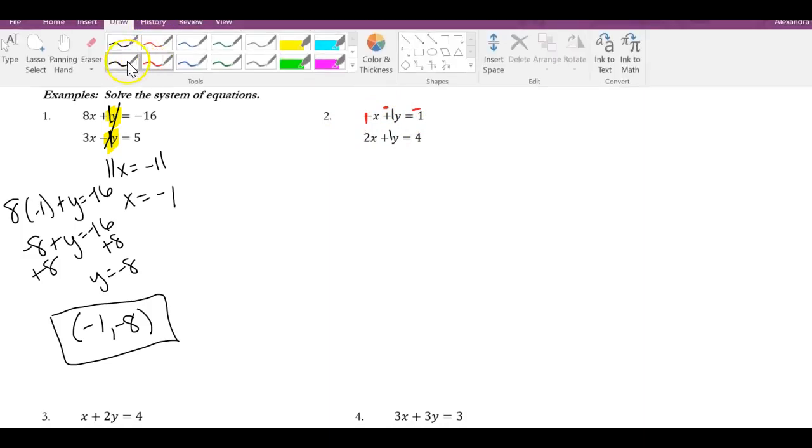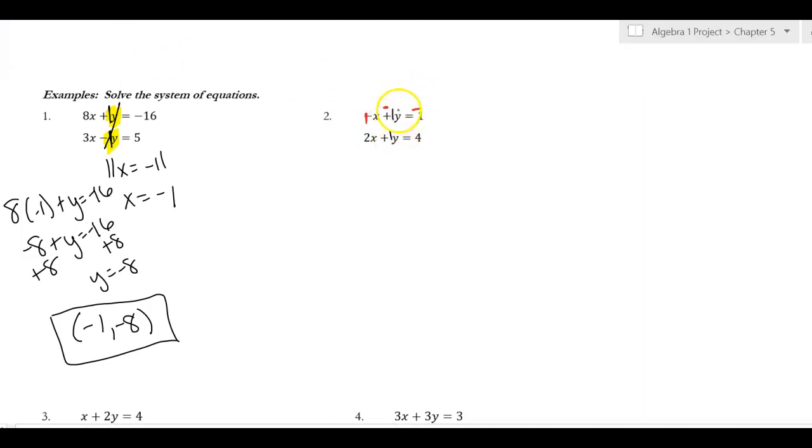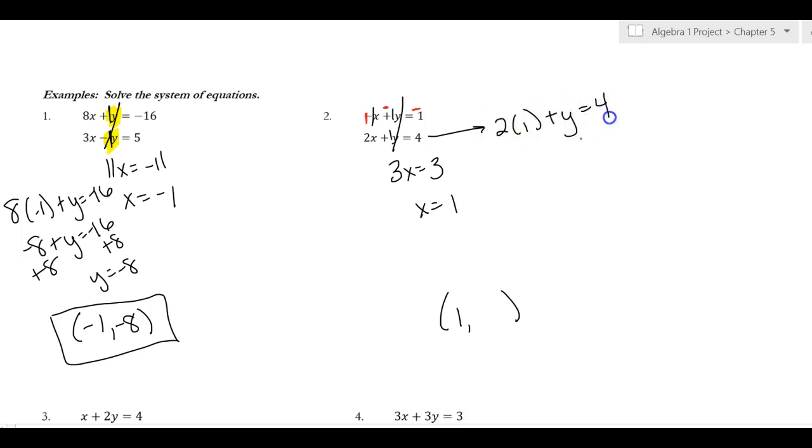And so now I have a negative 1 and a positive 1. That's gone. This is a positive 1x and 2x, so I get 3x is 3. So x is 1. Now, when I plug in, I tend not to plug into the one that I changed. I tend to plug into the one that I did nothing with. So it'll be 2 times 1 plus y equals 4. So that's 2 plus y is 4. So I minus 2 and y is 2.